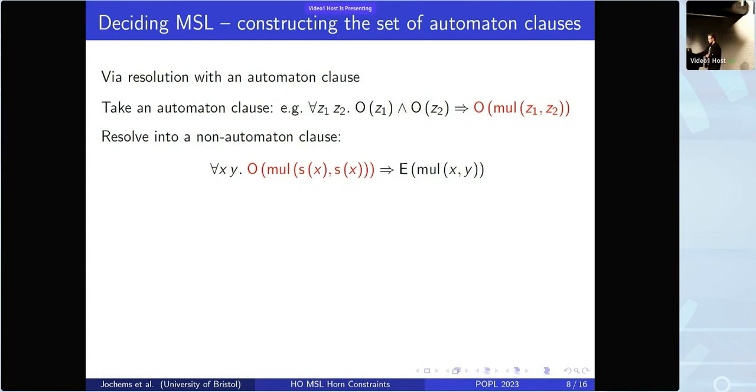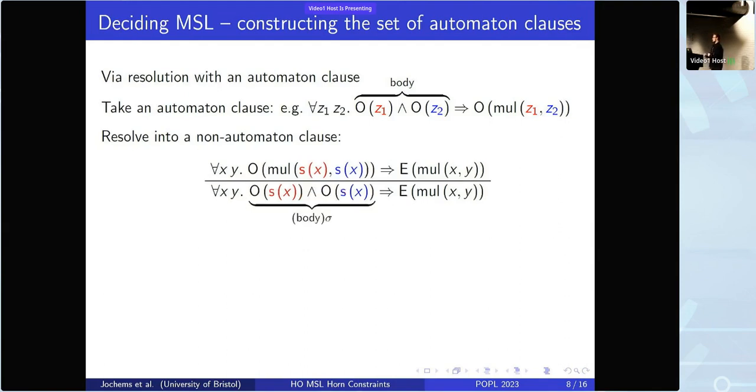So in particular, it means we want to unify these terms, Z1 with S of X and Z2 also with S of X. So if we perform resolution, what we do is we make this unification and then take the body of the side condition, insert it into the main clause under the substitution, like that. And as I mentioned before, we treat the bodies of automaton clauses as sets. So this is really just equivalent to saying, well, we only have one atom there.